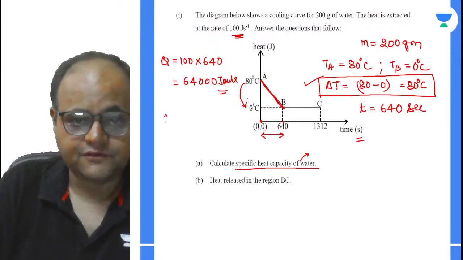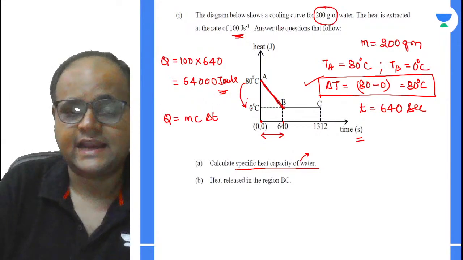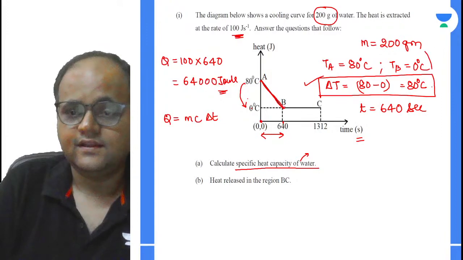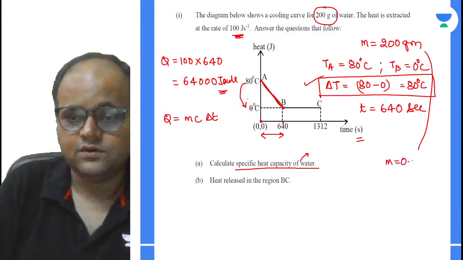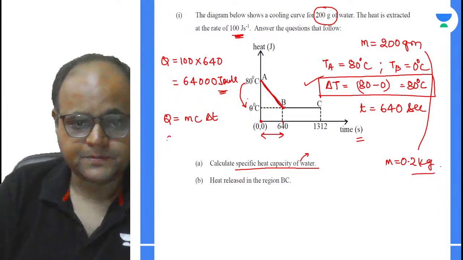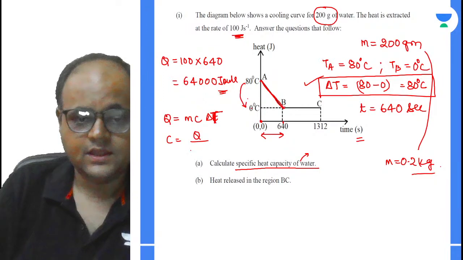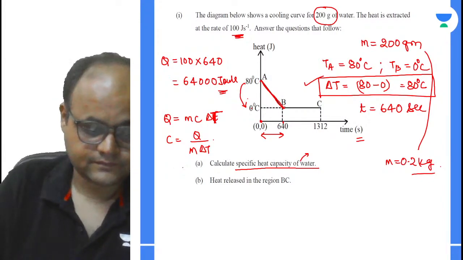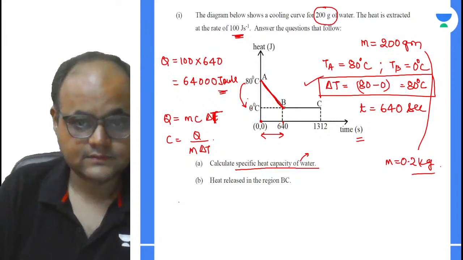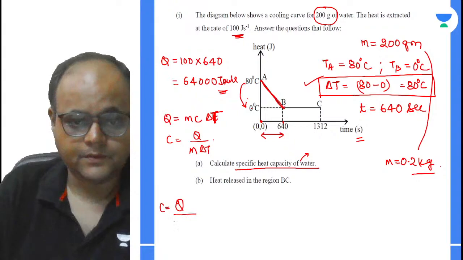Now what you have to do is find Q = mc ΔT, right? This is in joules, so rather what we can do is हम इस grams को kg में convert कर सकते हैं. So this mass will actually be 0.2 kg, right? ठीक है, मेरे को specific heat निकालनी है. So C will be Q upon m ΔT, right?